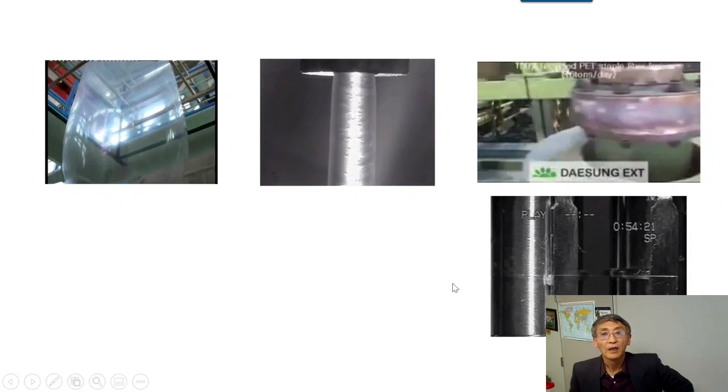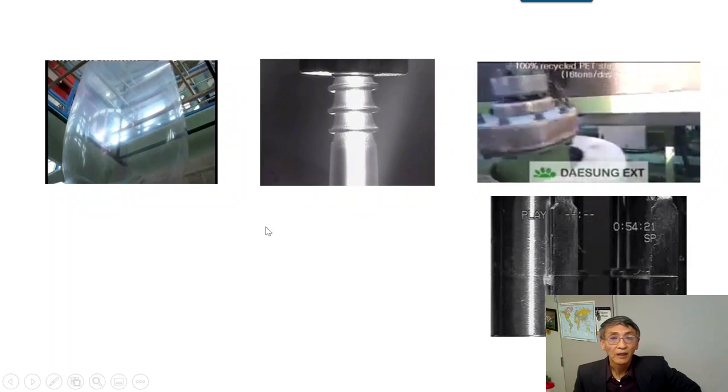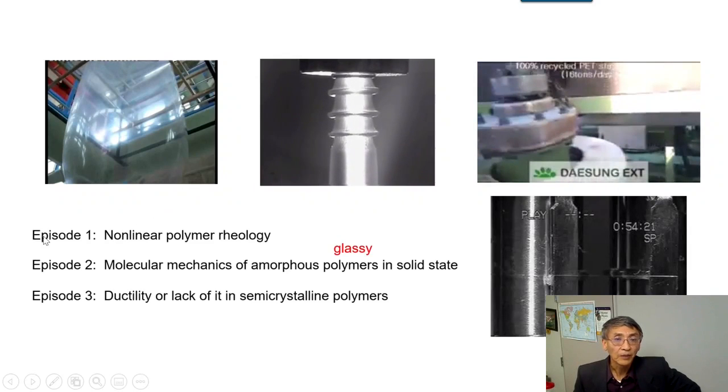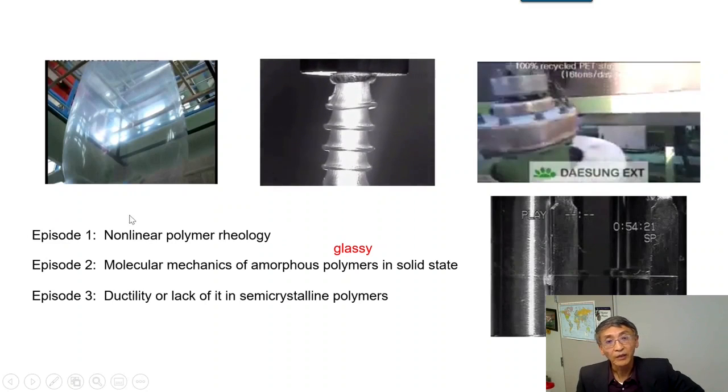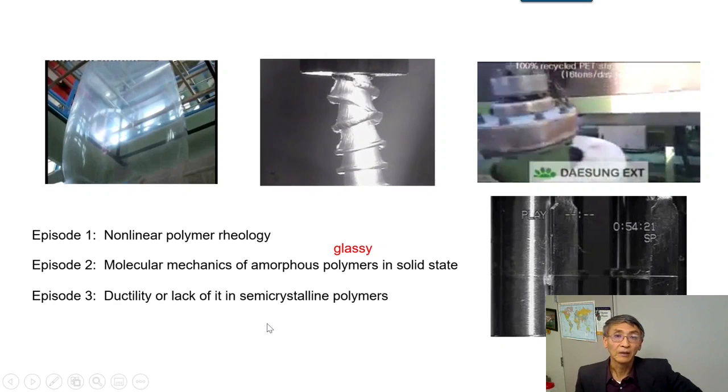So in short, what we have gone through in this semester is a topic that actually is only the first part of an overall picture about mechanics of polymers. We have only touched the first episode, that is melt rheology. But this topic is actually very important because it provides the foundation for us to build the other 2 topics, such as molecular mechanics of glassy polymers, or to understand whether there is or there is not ductility in semi-crystalline polymers.